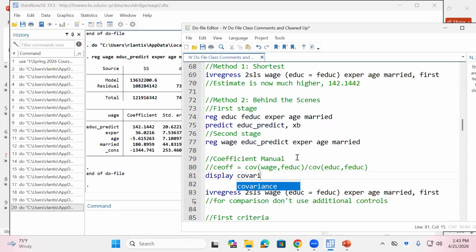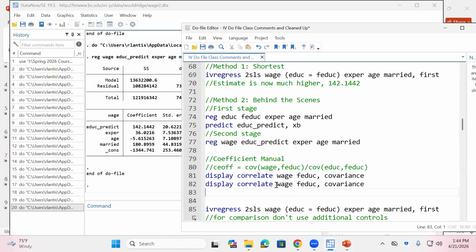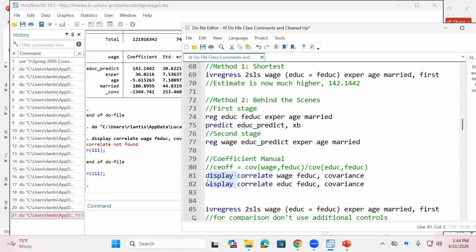Nope, that's not the command. The command is correlate, and then we add on the option for the covariance. I'm just going to copy paste this. The other thing we wanted was the covariance of that instrument with the x variable. I don't need this display command, sorry. That's for what I want to do next.